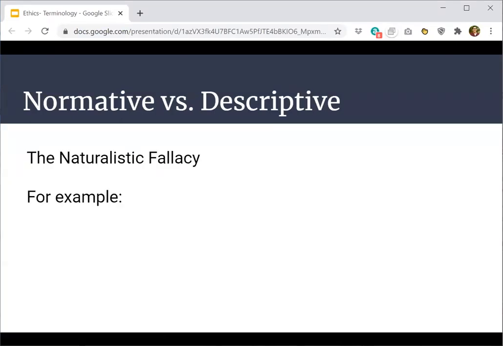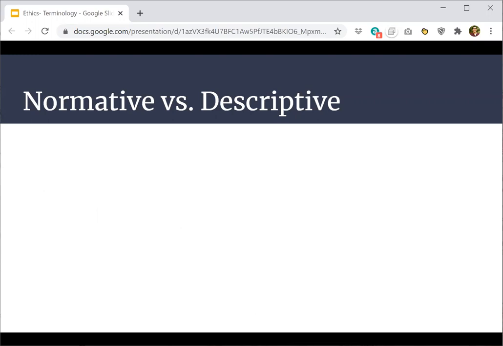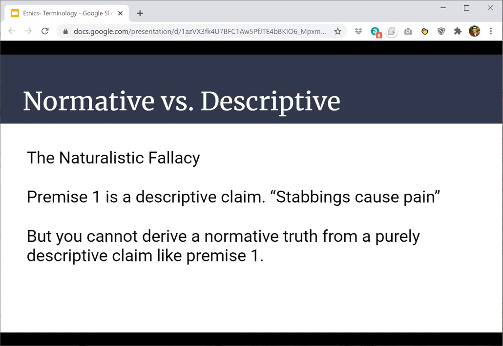Take an example. Stabbing someone causes them pain. Therefore, stabbing someone is bad or morally wrong. That's an example of the naturalistic fallacy. Why? Well, there's something missing. Premise one is a descriptive claim. It says stabbings cause pain. But you can't derive a normative truth from a purely descriptive claim like premise one.